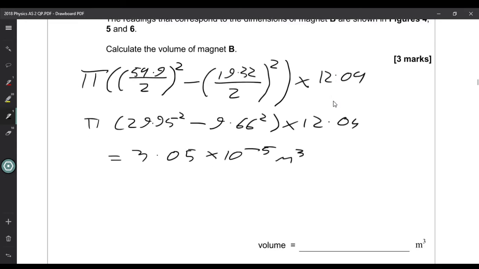So again, while doing this calculation, make sure that you have set out the calculation in an order so the examiner can follow it, and therefore if you do make a mistake part of the way through, you do get partial credit.